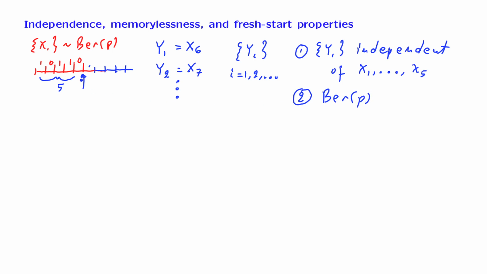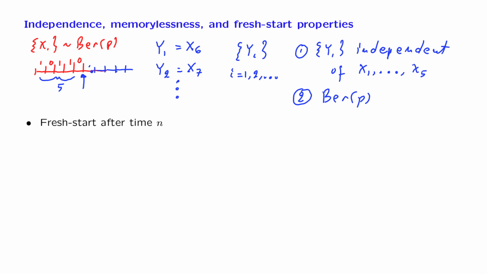So the process that you get to see, which is the sequence of trials after time 5, is identical probabilistically to a Bernoulli process with parameter p, like the process X_i. So it's as if a Bernoulli process was just starting fresh at this particular time, and because of this we say that the process has a fresh start property after a certain time.